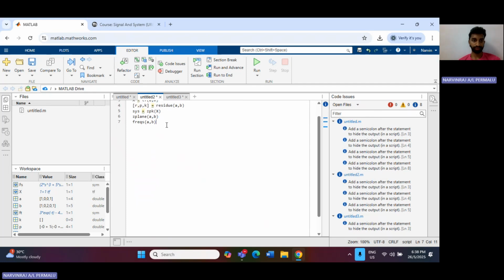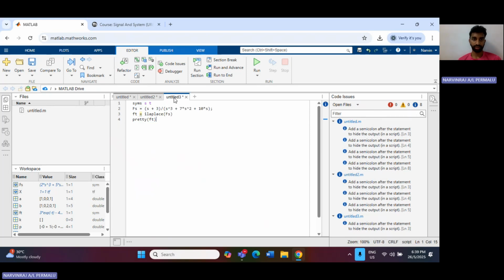And then here we can see the zplane(A,B). This command plots the zeros and poles on the complex S-plane. Zeros are shown as circles and poles as crosses, as we studied in our theory classes. The last one is freqs(A,B). This plots the frequency response of the system. It shows how the system behaves at different frequencies.